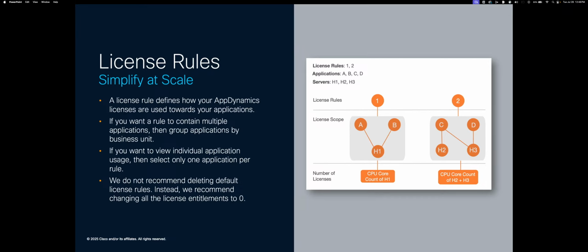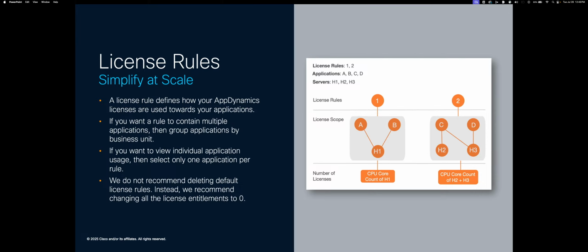You want to simplify your use of licenses, and you can do that with these rules. So you can say this licensing rule allows them to use so many licenses only for these assigned applications. So you'll have a scope of where they can be used. Again, this gets a little confusing, but as soon as I get into the demo, you'll be like, oh, I get it. So bear with me for a moment.